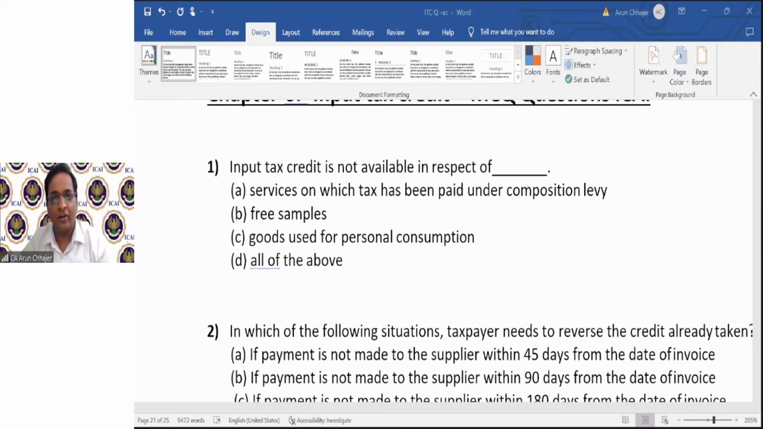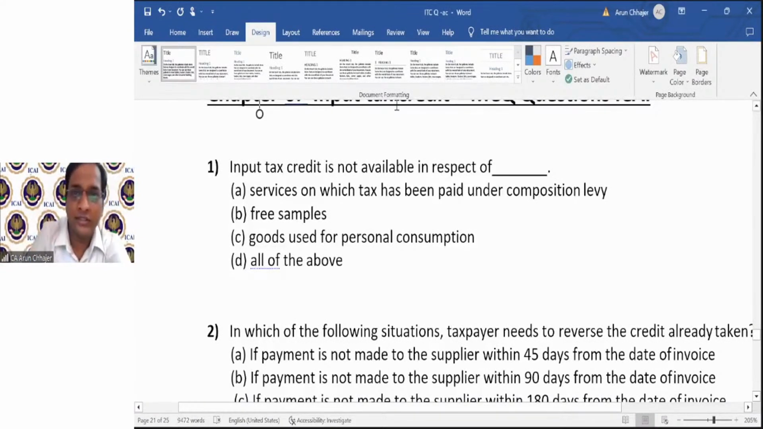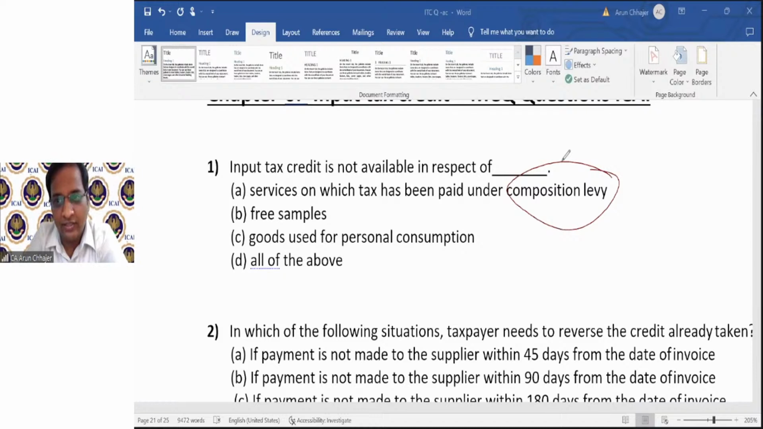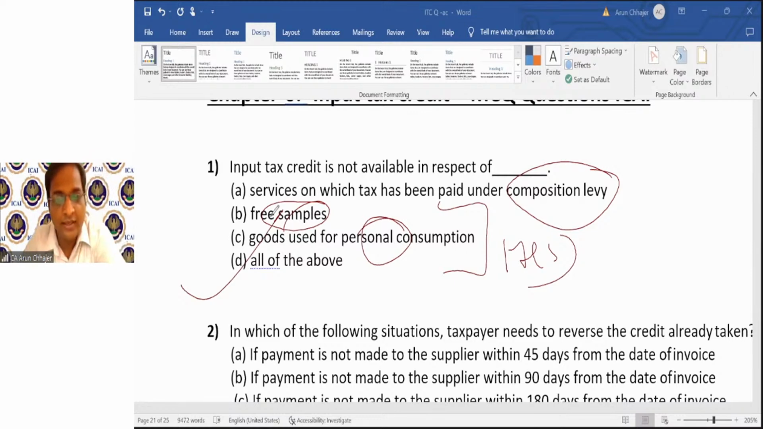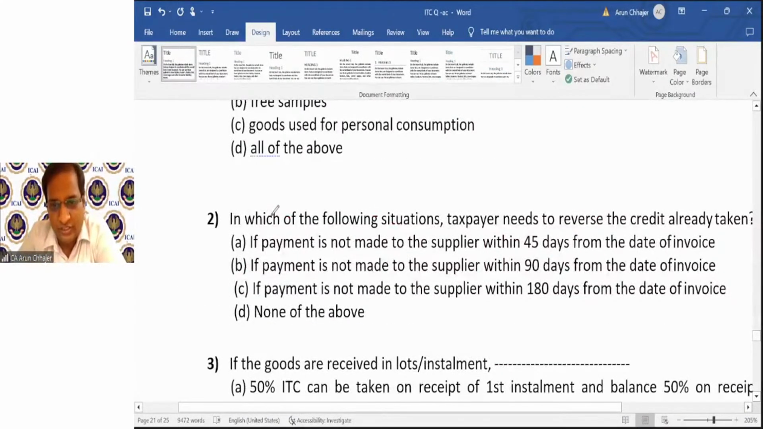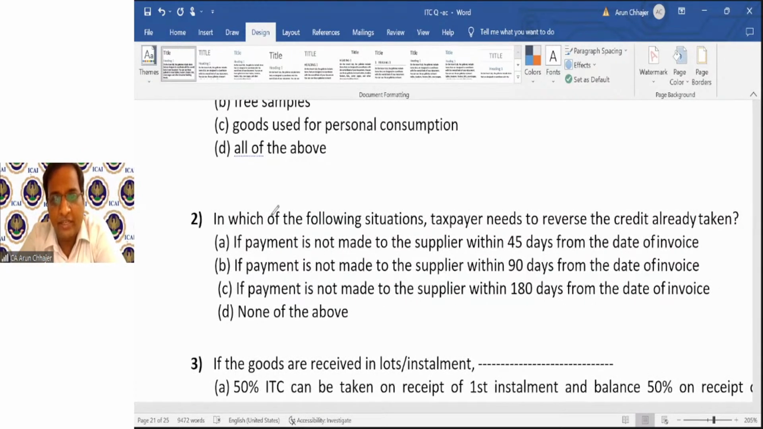All are correct, because we know that as per the definition, ITC is not available if you are registered under composition. Free sample and personal consumption are covered in the block credit, section 17 subsection 5. So the answer is all of the above. In which of the following situations does the taxpayer need to reverse the credit already taken if the payment is not made to the supplier within 45 days, within 90 days, within 180 days, or none of the above?